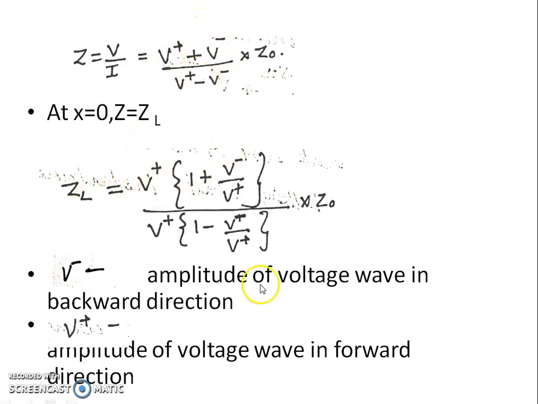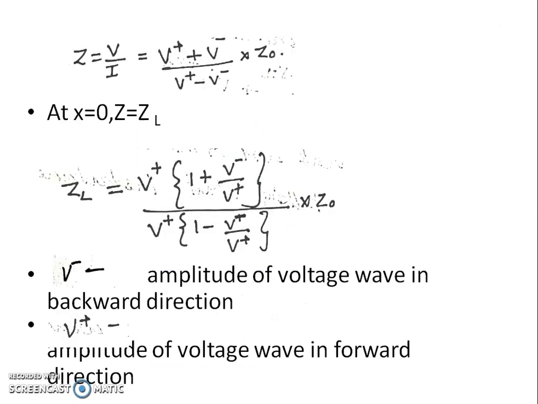So the value of ZL is equal to, taking V plus as common, V plus into 1 plus V minus divided by V plus, divided by V plus into 1 minus V minus divided by V plus, all over Z0. Here V minus is the amplitude of the voltage wave in the backward direction, and V plus is the amplitude of the voltage in the forward direction. We already said that each wave has two components, one moving in the backward direction and another in the forward direction.